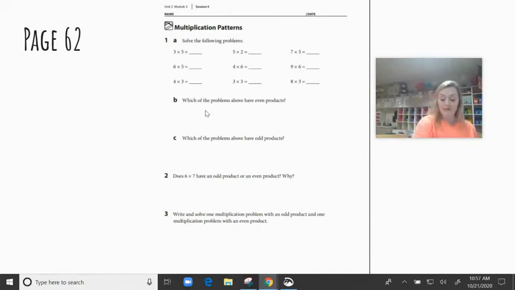So then you would do the same thing for which of the products are odd. Look at the problem right above that, 3 groups of 5. Well, we know that 3 times 5 is 15. 5, 10, 15. So a 15 ends in the number 5. The digit 5 is an odd digit. So 15 would be an odd product. So you would put that problem right here in letter C. So you'll do that for each one of these. Does 6 times 7 have an odd product or an even product? 6 groups of 7. Well, you may need to draw a loop group or an array. Go ahead and solve 6 times 7 right now. Pause the video.